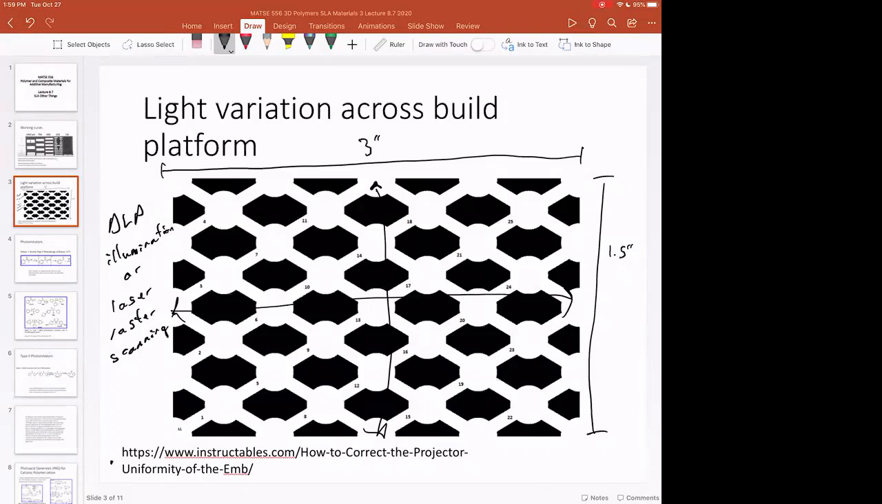Because say you're printing a structure here, but you also want to print a structure over here and over here, these 3 different areas on the print bed, or these 3 different parts, if you're batching a number of parts together, might receive different illumination. And so that needs to be corrected for in the printing software or in the curing time. And so making sure that you're able to vary those conditions across the bed is important.